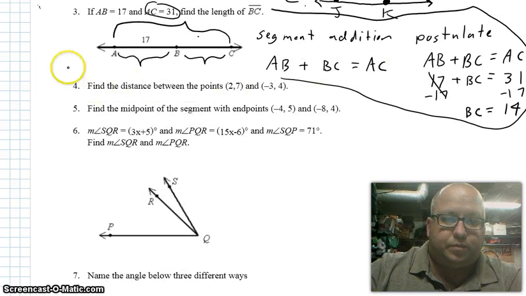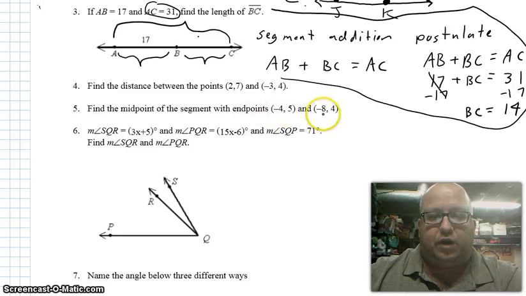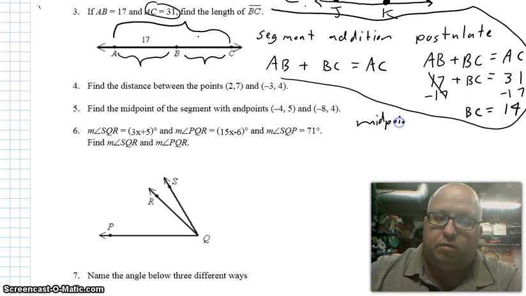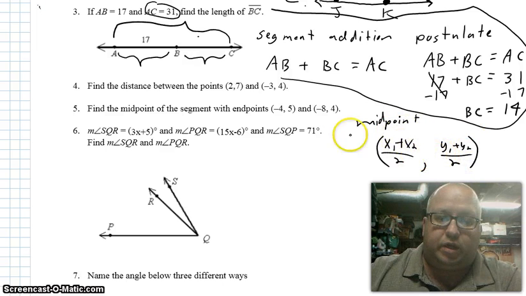All right. Number 5, find the midpoint of segments with endpoints negative 4, 5 and negative 8, 4. The midpoint is found like this. You average the x's and you average the y's, and that is your coordinates of your midpoint.